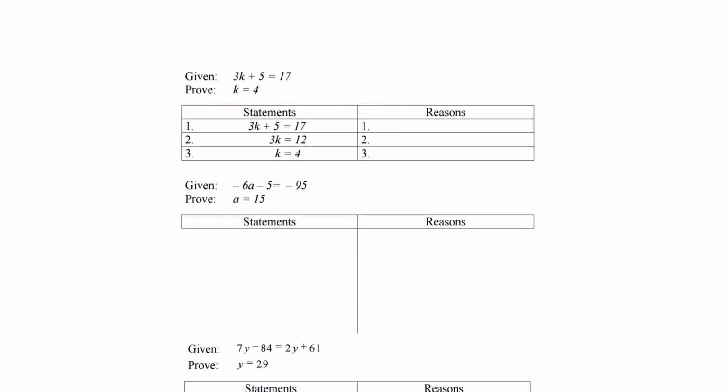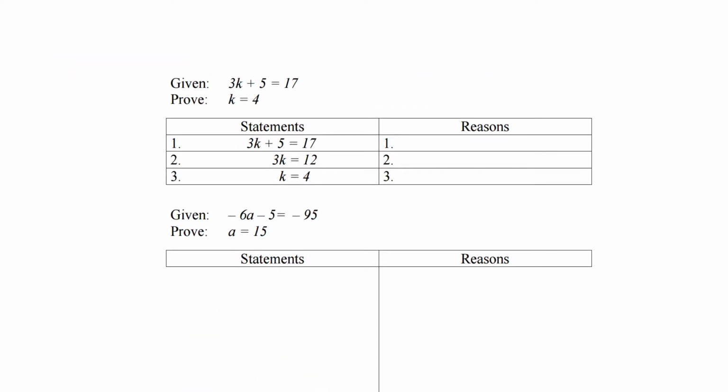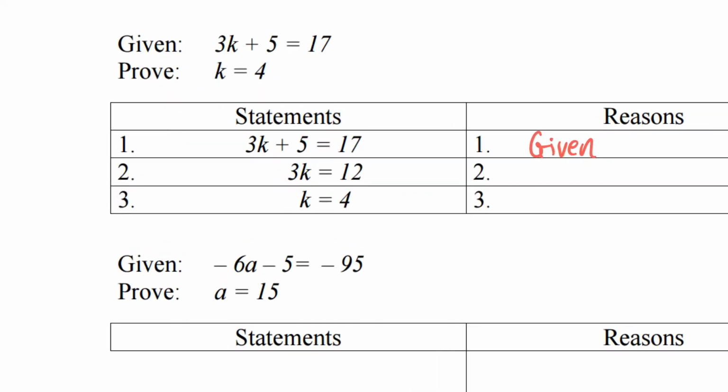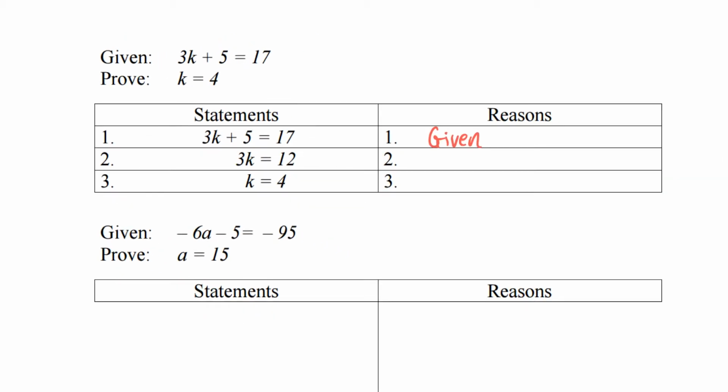All right. Next one. So the first statement, 3k plus 5 equals 17. How do I know that statement is true? Because it's given. Exactly. Okay, from step 1 to step 2, what happened in the math there? Subtraction. Subtracted 5 from both sides. Okay, so we applied the subtraction property.